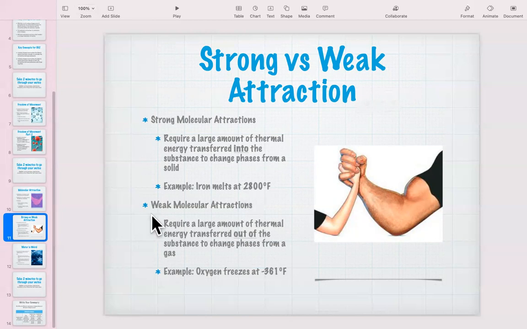Then on the opposite end, we have weak molecular attraction. These require a large amount of thermal energy transferred out of the substance to change phases from a gas. For example, oxygen. Oxygen does not really care to connect to other oxygen. It will do it. There is an attraction between oxygen, but it's very weak. And so that means we need to really lower the temperature. We need to transfer a lot of thermal energy out because we don't want that oxygen moving around too much. You can actually freeze oxygen at negative 361 degrees Fahrenheit, which is an extremely low temperature. But if you get it to that temperature, you are now going to have enough attraction to bond to each other to then create that solid.